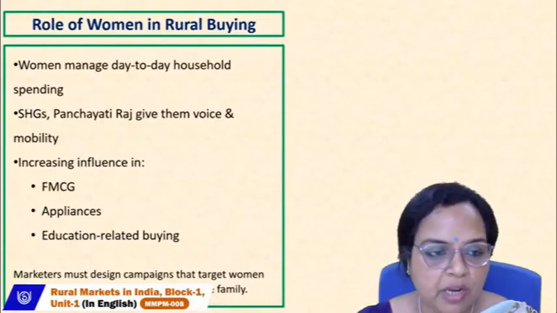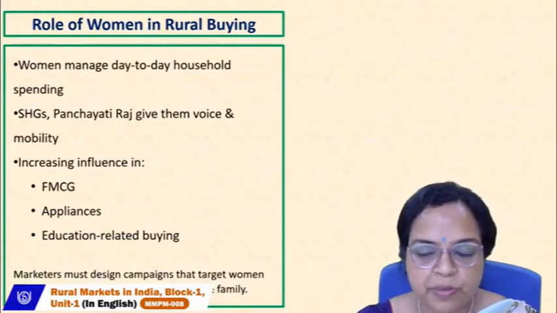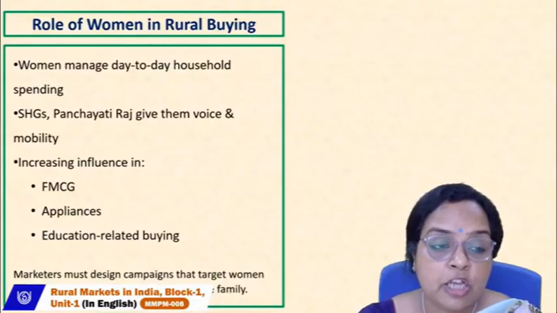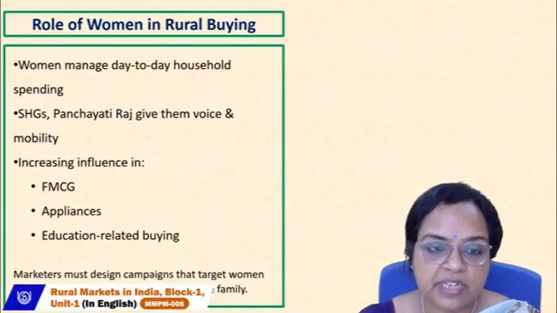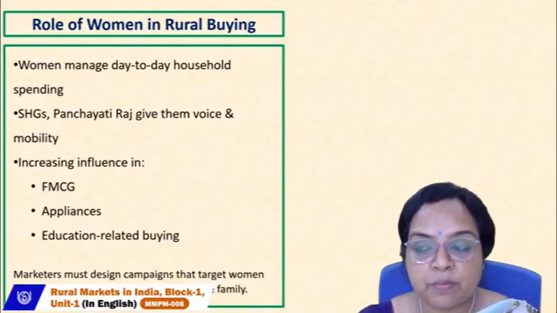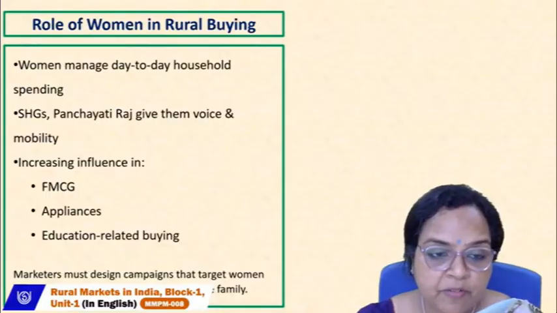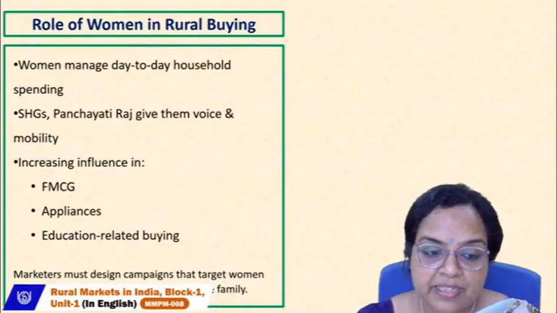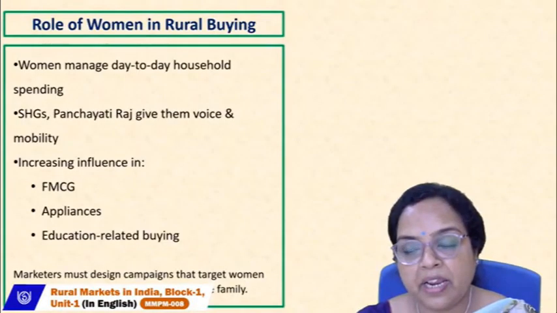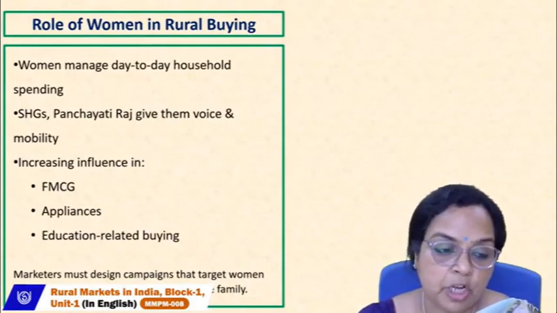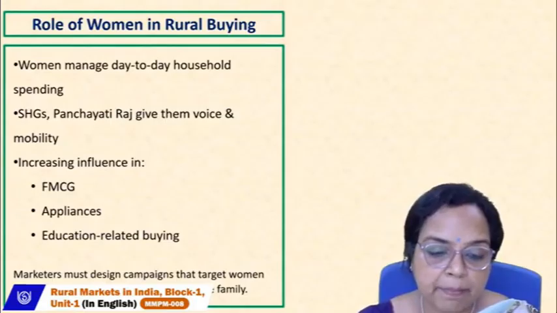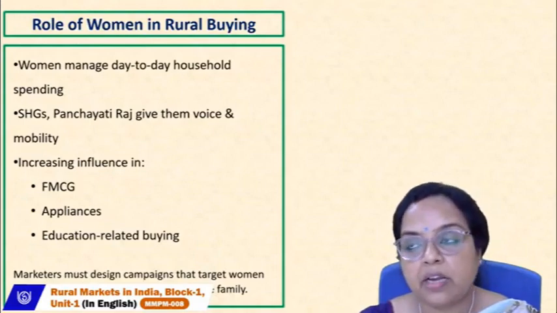The role of women in rural buying. Women manage day-to-day household spending, small spending to large spending. Self-help groups and panchayati raj give them voice and mobility. That means the rural belt also has empowered women. Their influence is increasing in FMCG products, appliances, and education-related buying. So marketers must design campaigns that target women and children, not only the male head of the family.